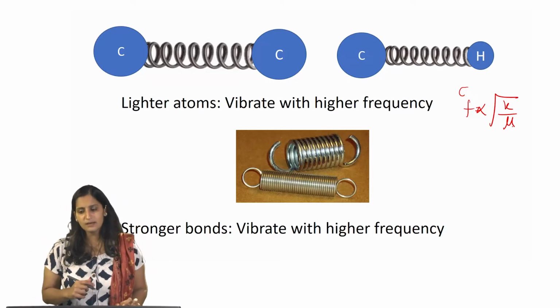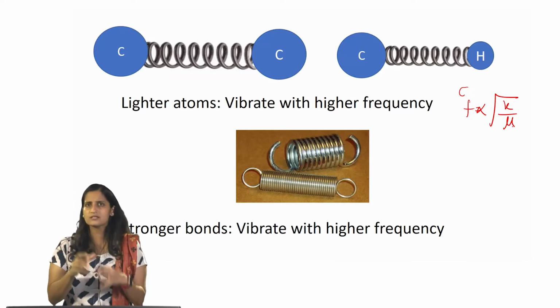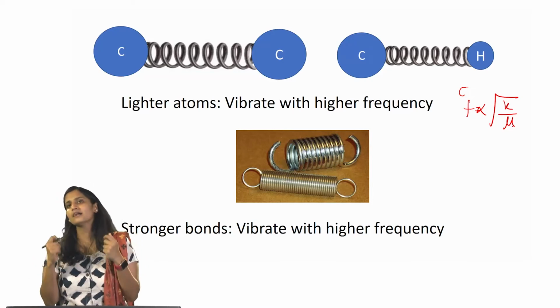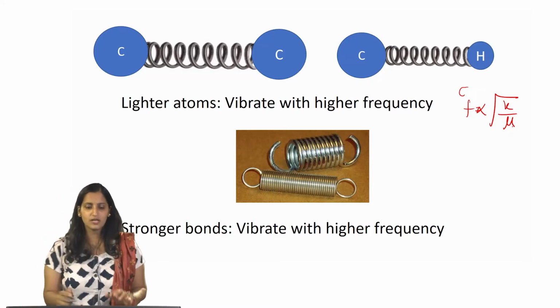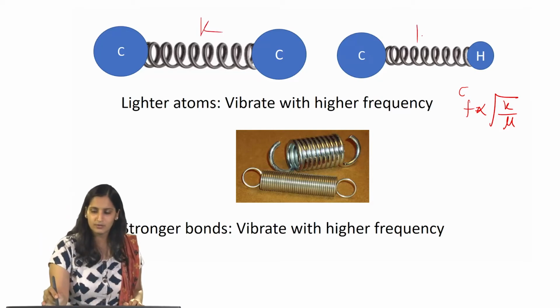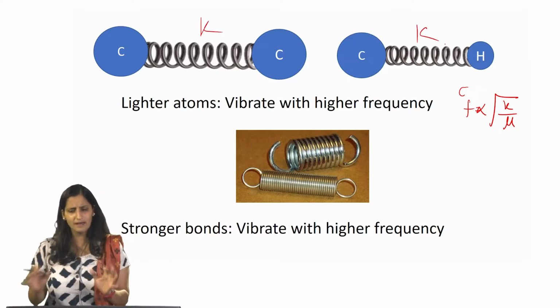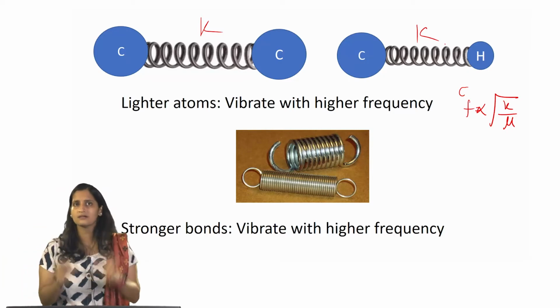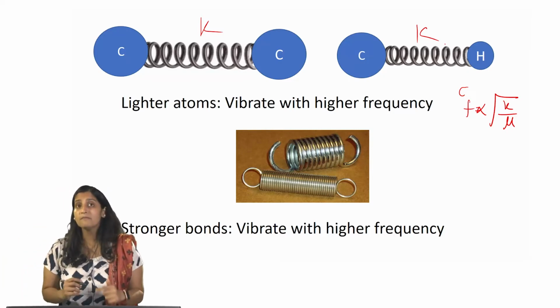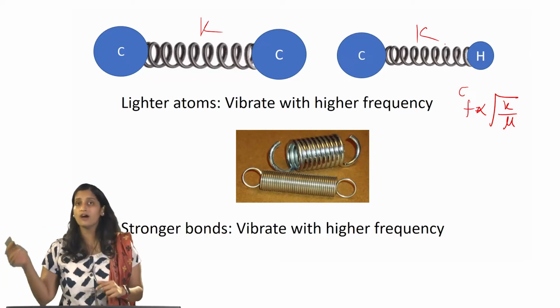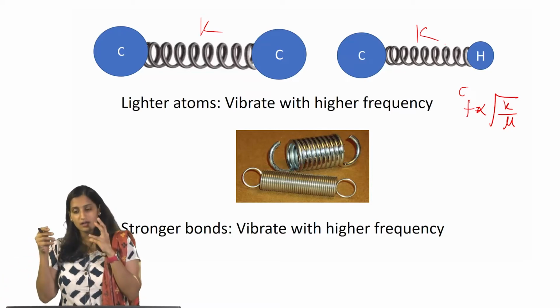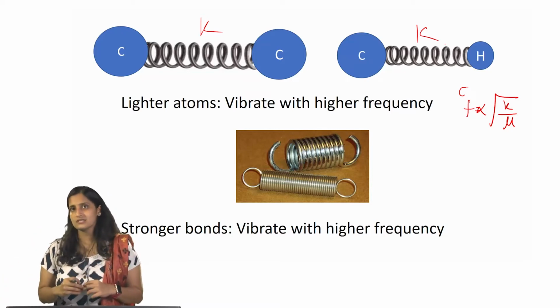Now, to think about it, all single bonds you can say have very similar spring constant. So, the K here is very similar to the K here. It's a single covalent bond, okay? It's probably having the same amount of, or a similar, spring constant. But remember, because now on one end you have a hydrogen, the reduced mass of this particular system has changed.